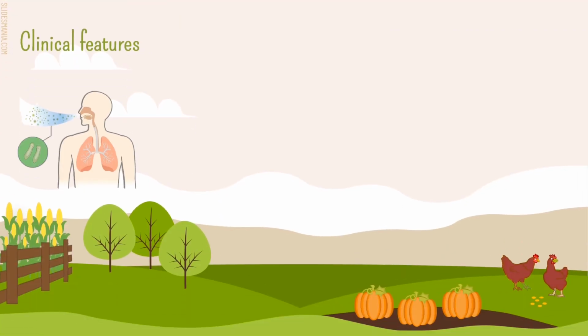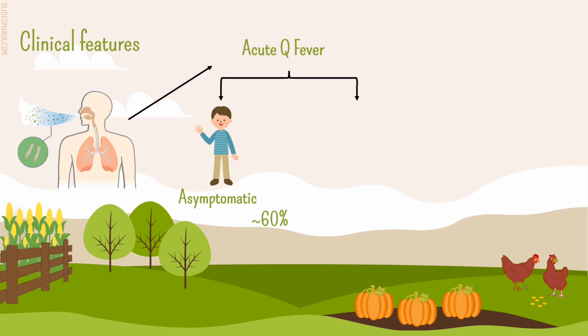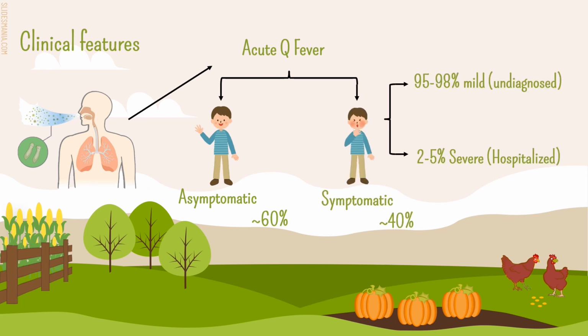Q fever is further classified into two types, acute Q fever and chronic Q fever. Patients with acute Q fever could be symptomatic or asymptomatic. You can see in the chart that around 60% are asymptomatic and around 40% symptomatic. Among them, 95 to 98% have mild symptoms, and 2 to 5% have severe symptoms that need hospitalization. The major signs and symptoms are severe fever, headache, pneumonia, and hepatitis.